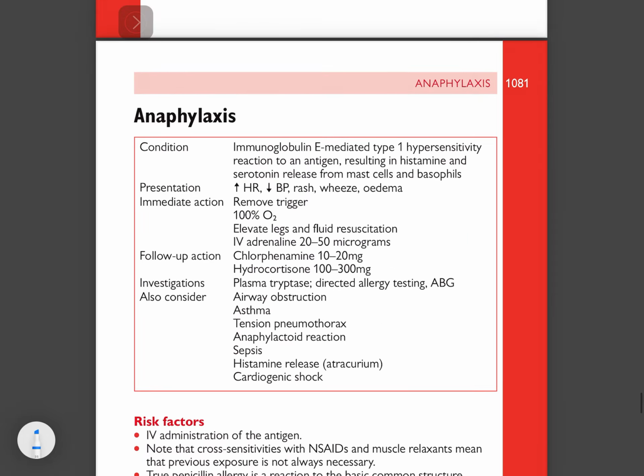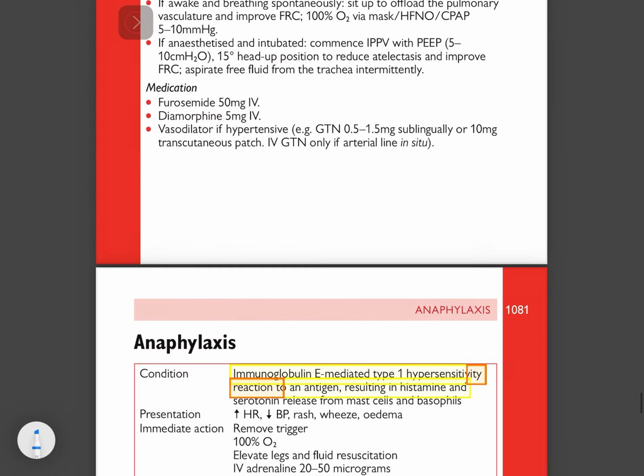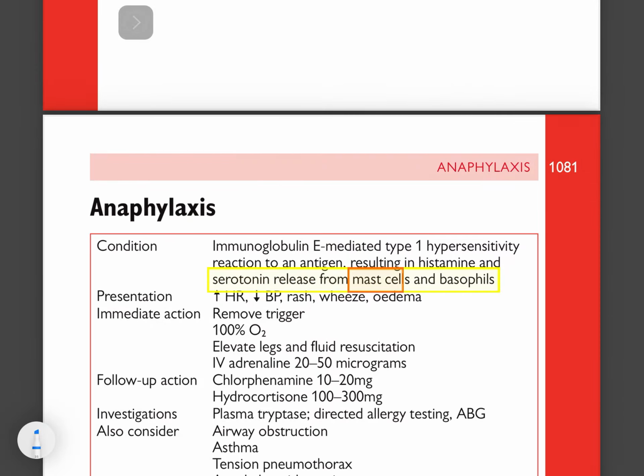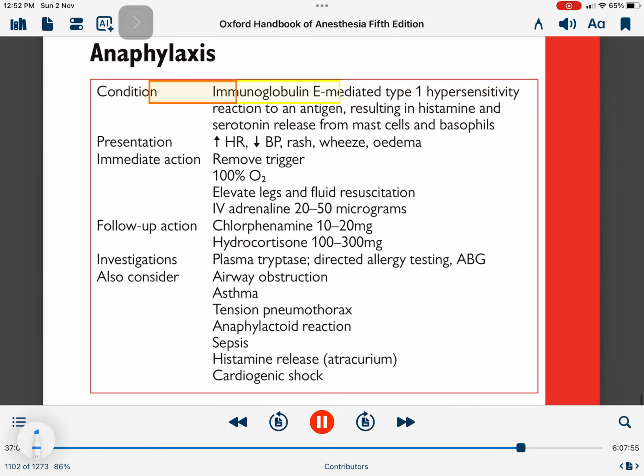Condition: immunoglobulin-mediated type 1 hypersensitivity reaction to an antigen, resulting in histamine and serotonin release from mast cells and basophils. Presentation: tachycardia, hypotension, rash, wheeze, edema. Immediate action: remove trigger, 100% O2.